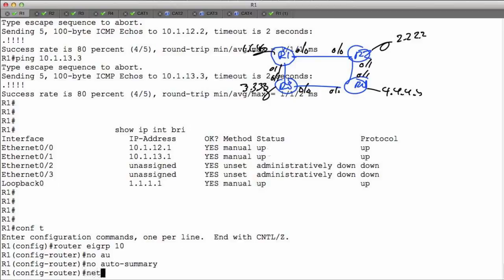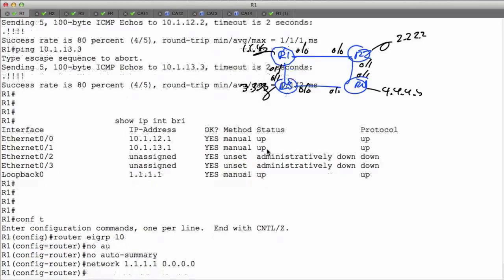Now I'm going to specify that I want to advertise a network. First of all, I want to advertise my loopback. I'm going to say 0.0.0.0 as the wildcard, so I'm going to match it exactly. So I'm going to advertise 1.1.1.1. I'm going to run EIGRP on that interface.